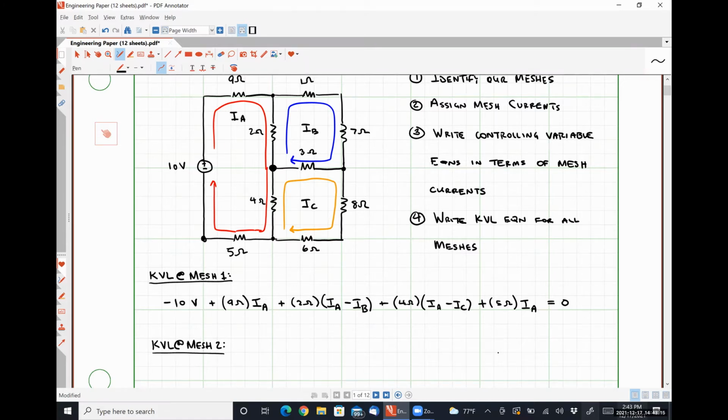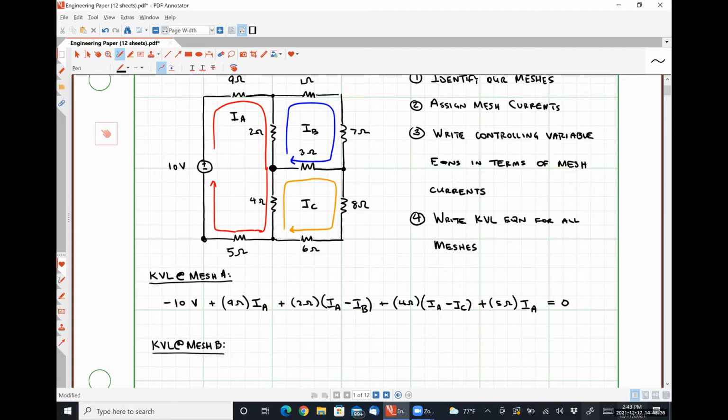Sorry, I've labeled these poorly. This should be mesh A and mesh B. I don't know why I chose to use 1 and 2 when I've obviously labeled them with letters. I apologize for how confusing that probably was. But anyway, I'm going to follow mesh B around its clockwise path.